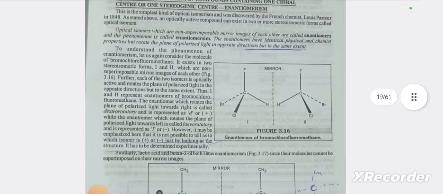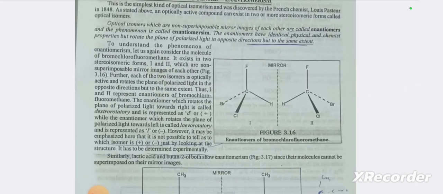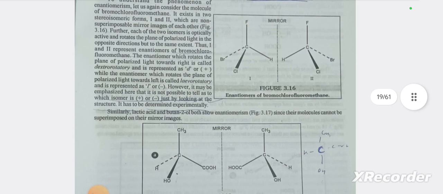Optical isomerism in compounds containing one chiral center, or one stereogenic center: enantiomerism. This is the simplest kind of optical isomerism and was discovered by the French chemist Louis Pasteur in 1848. As stated above, an optically active compound can exist in two or more stereoisomeric forms, called optical isomers. Optical isomers, which are non-superimposable mirror images of each other, are called enantiomers, and the phenomenon is called enantiomerism. The enantiomers have identical physical and chemical properties but rotate the plane of polarized light in opposite directions, but to the same extent. To understand the phenomenon of enantiomers, let us consider the molecule of bromochlorofluoromethane.